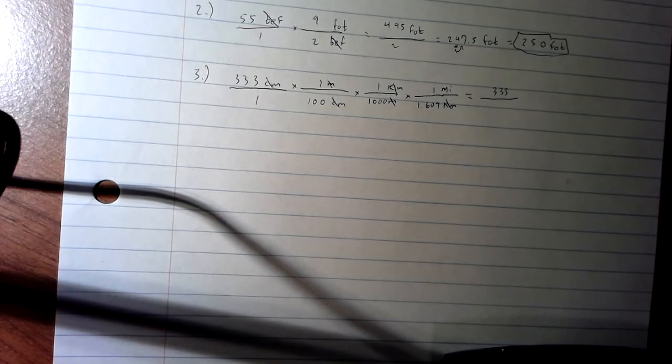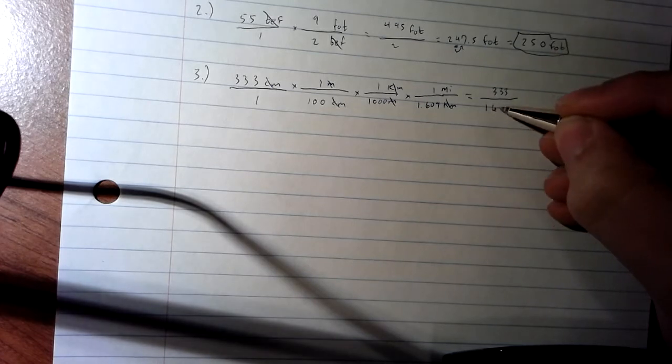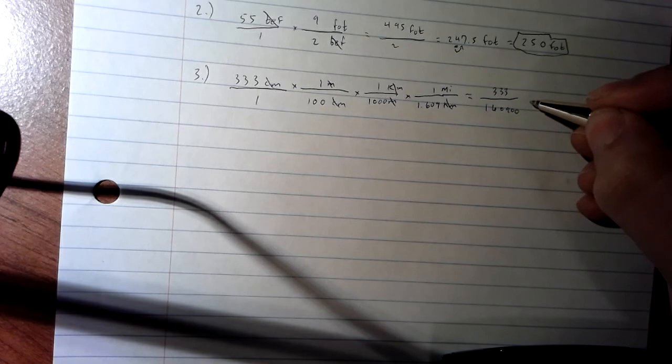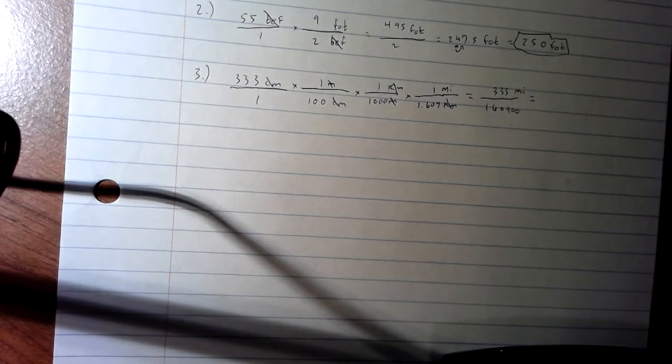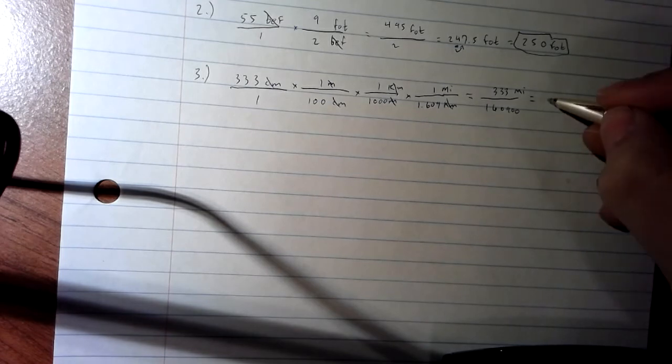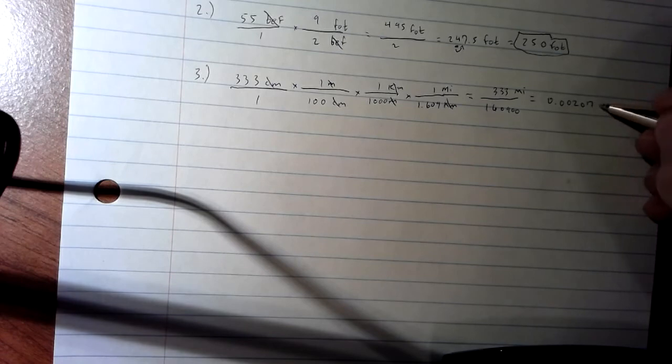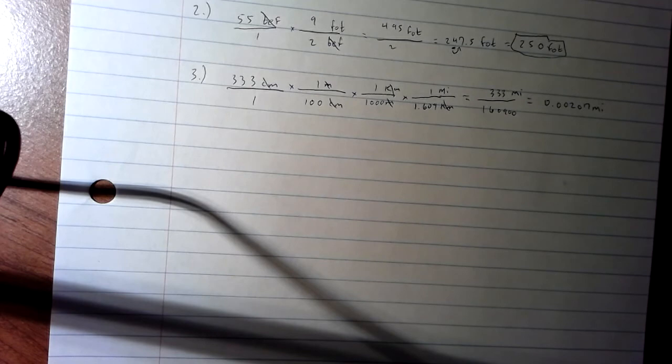So 100 times 1,000 times 1.609 is 160,900. Again, I'm just doing this in the calculator. And then 333 divided by 160,900 approximates to 0.00207 miles. Our final answer is supposed to have 3 sig figs.